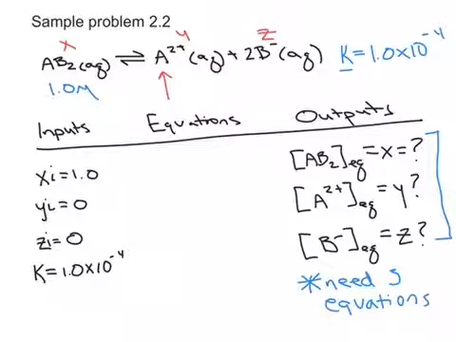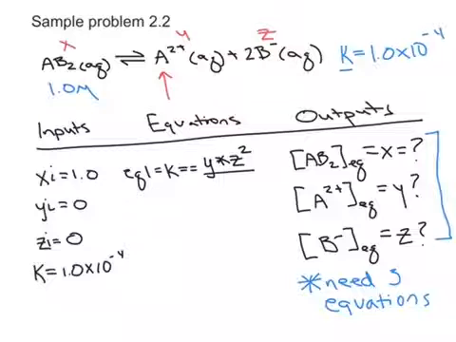Your first equation is always going to be an equation for K. So remember, K is equal to concentration of products over reactants. So equation 1 is K. I'm going to put 2 equal signs since that's how you have to do it when you're in Mathematica. K == Y times Z squared all over X.